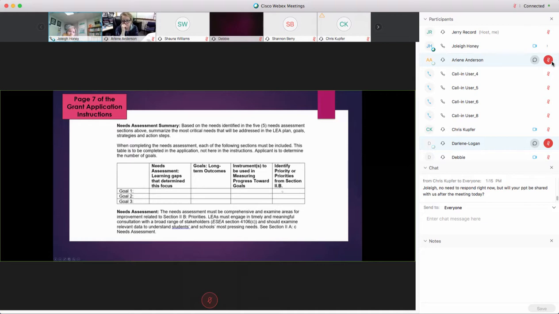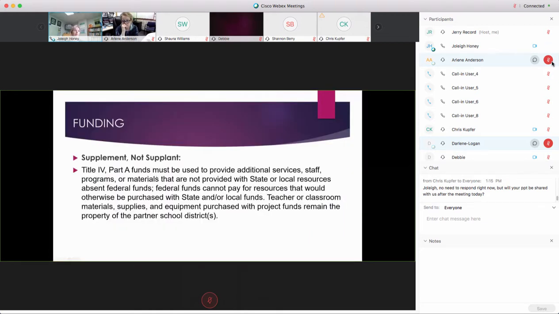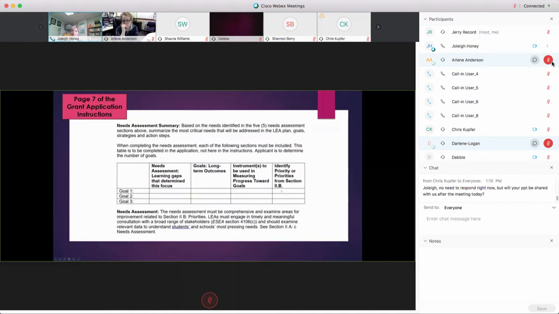So, for example, when I mentioned earlier that if your priority is A2, which is well-rounded, implementing Common Core state standards, that needs to be what is in this box right here. So this box is what is the priority that you're referring to? How does your needs assessment connect to that priority? And then based on the goal and the needs assessment, what is your long-term outcome, and how are you going to measure that over time?